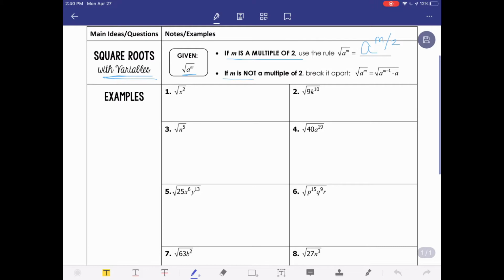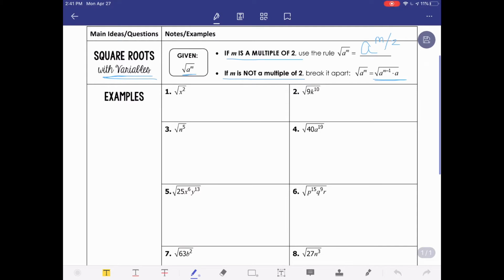If m is not a multiple of 2, so if it's an odd number, we're going to break it apart. So we're going to take it and do square root of a to the m minus 1, so it becomes an even number, so it is divisible by 2, times a. So we're removing one a from that and breaking it into two separate radicals.